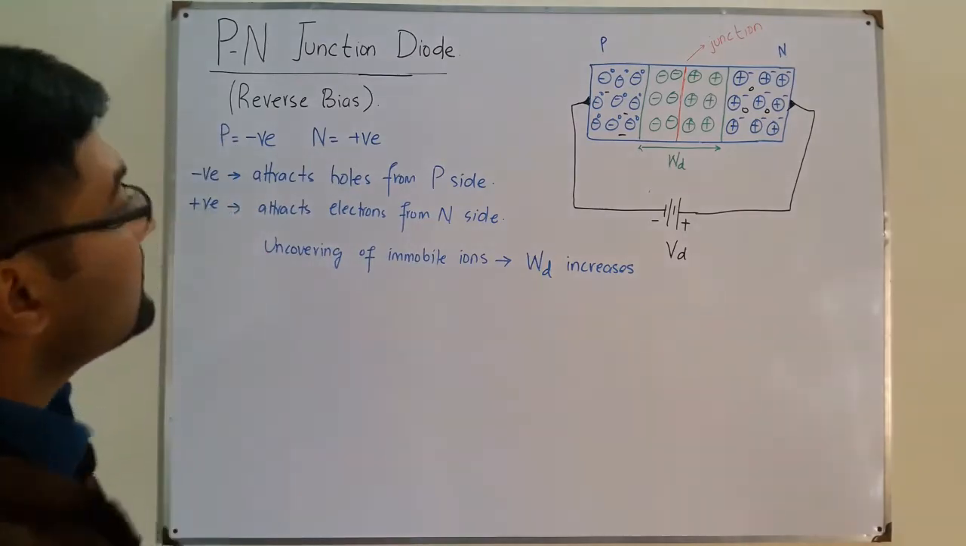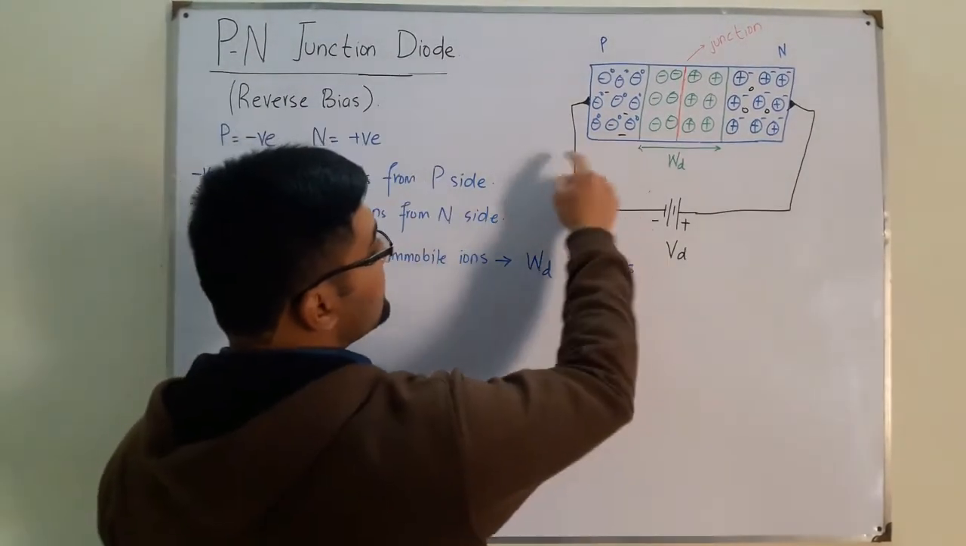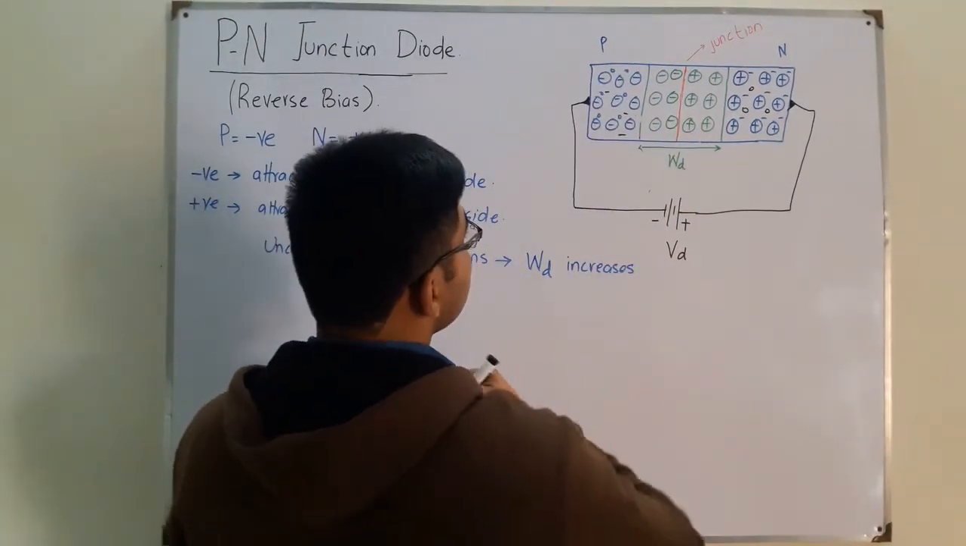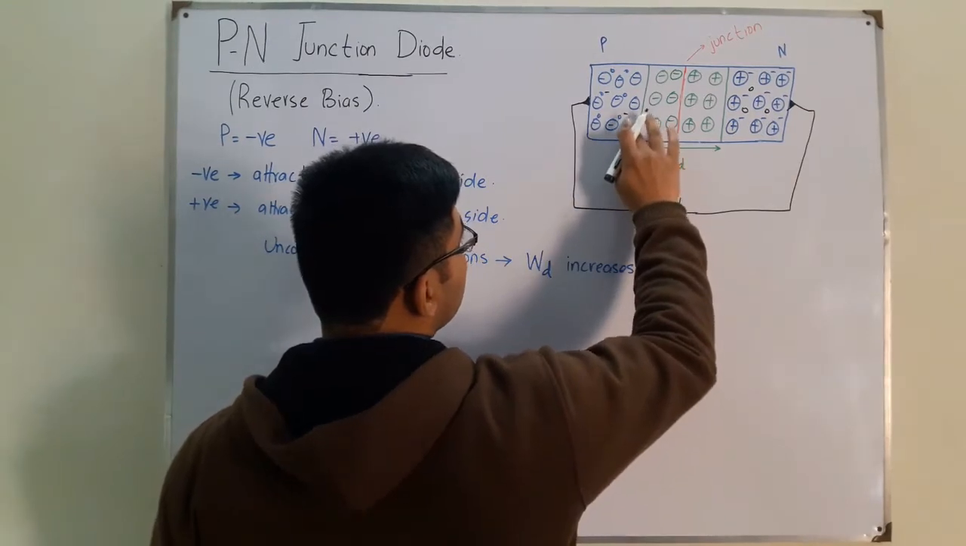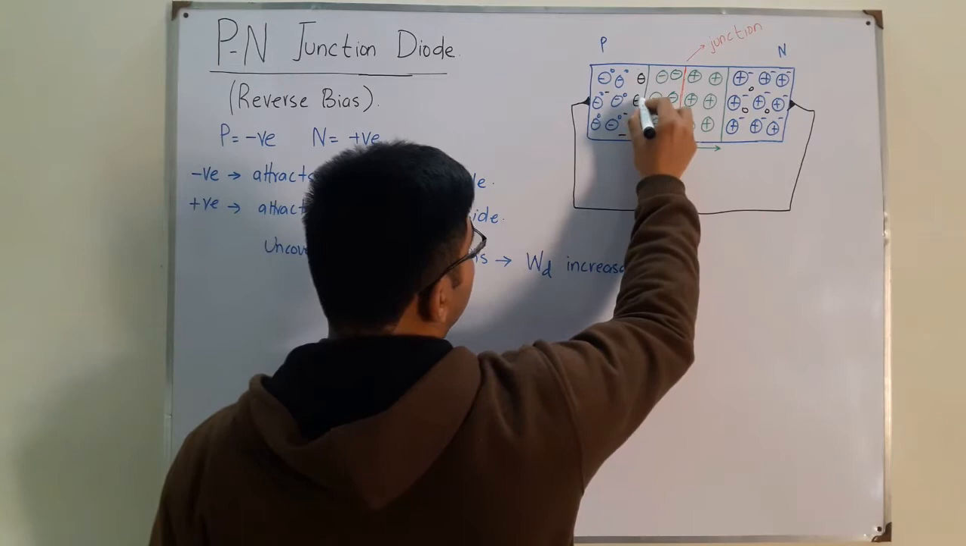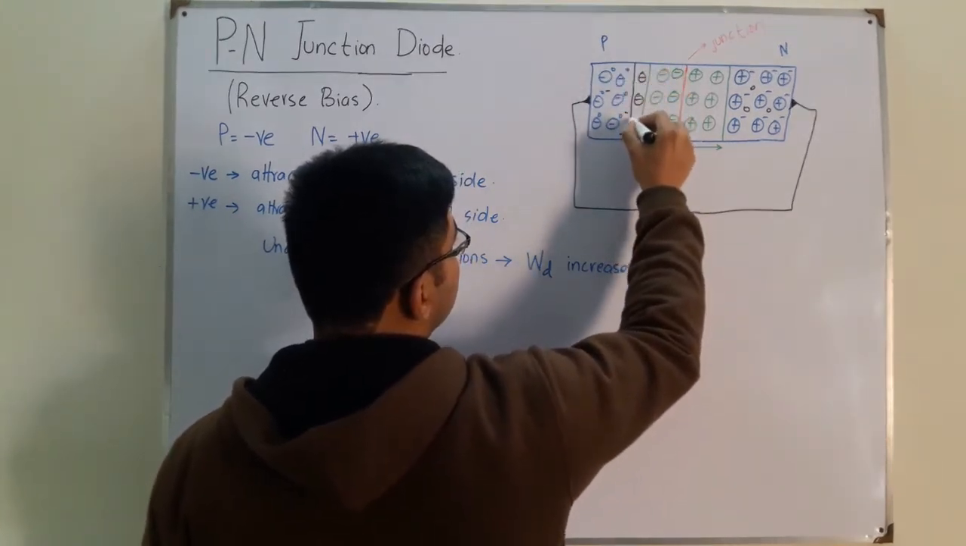Okay, so let me make it over here. Now this hole has been attracted, this hole has been attracted, this hole has been attracted. So which means these ions have now been uncovered as well. So let me draw it with a new color, with the black color. And this is now the new depletion region.